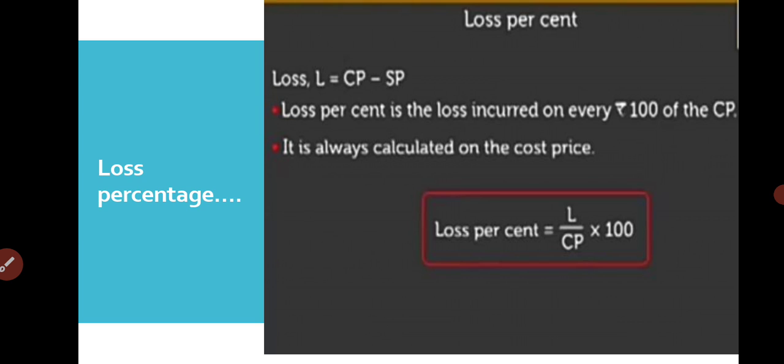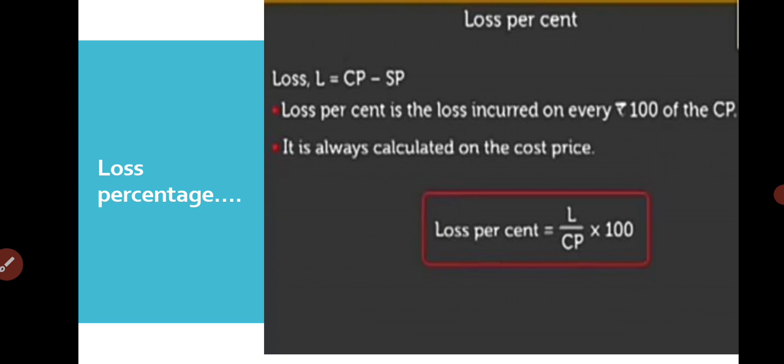Again, I told you when we have a loss: when we are selling something and our selling price is less than the cost price, the price at which we bought something or an object. Now, loss is when CP is greater than SP. Therefore, loss is equal to CP minus SP.